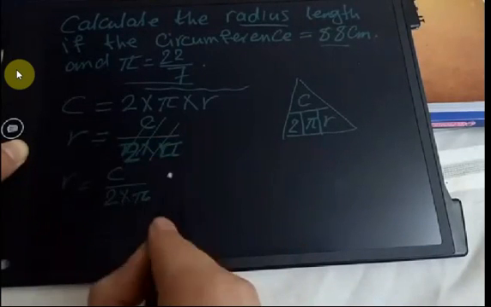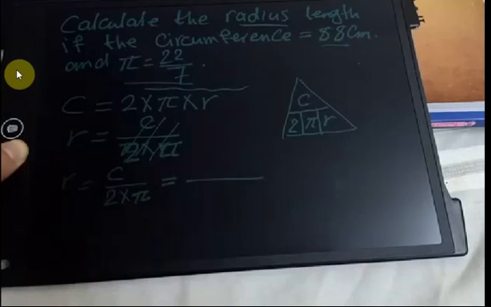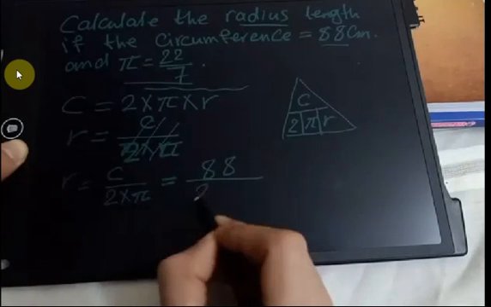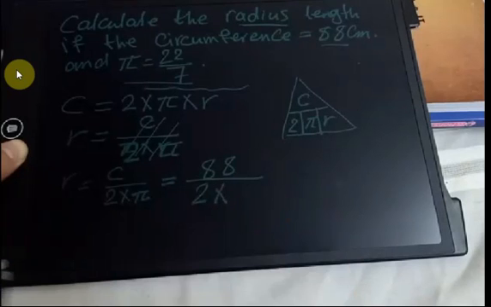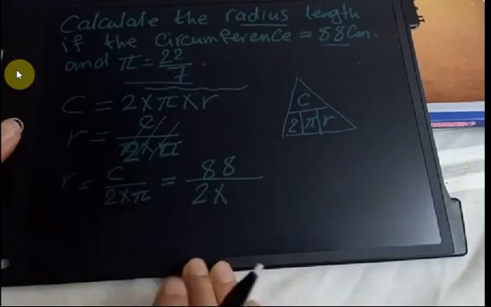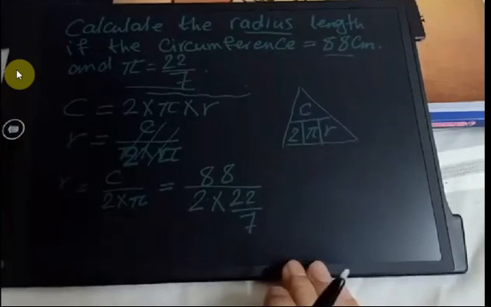Okay, Ahmed, so it equals what? Up is 88, and down 2 times the pi. The pi equals what? It's 22/7. Yes, 22/7. So when we make it in the calculator, here it is, guys.